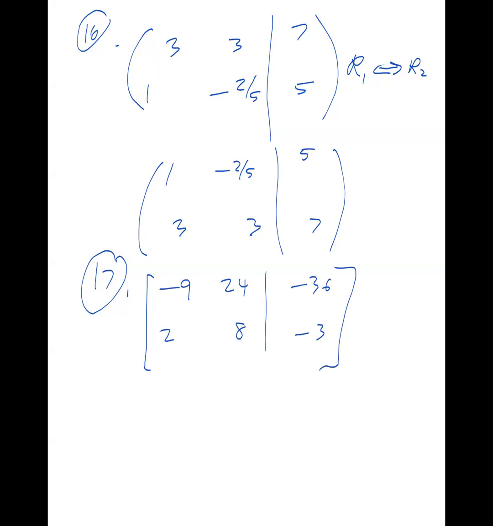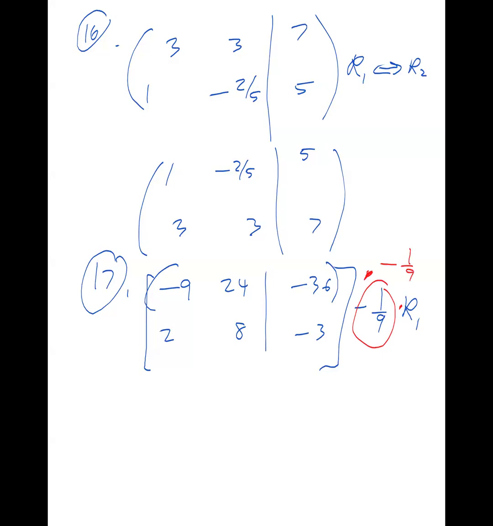And now it says to do -1/9 times row 1. Okay, so what does that mean? That means take the entire row 1 and multiply it. Sorry, take that row times negative 1/9, right? Because negative 1/9 times row 1 just means multiply row 1 times negative 1/9. So that's what it means. At the top row, just multiply by negative 1/9.